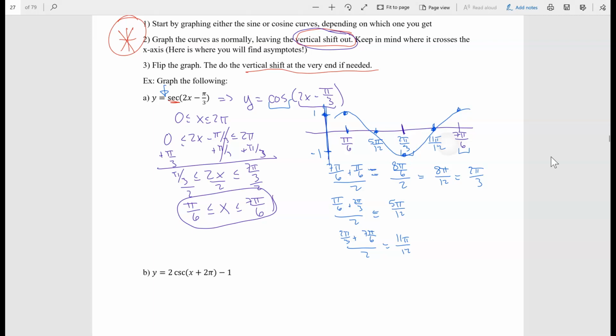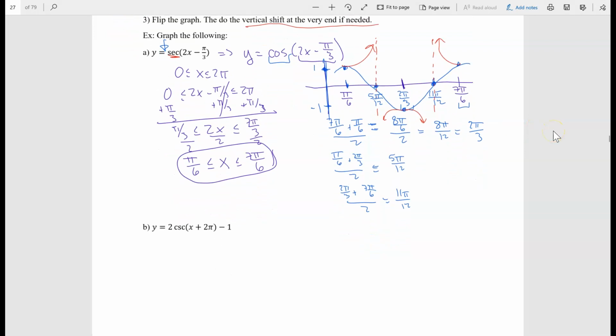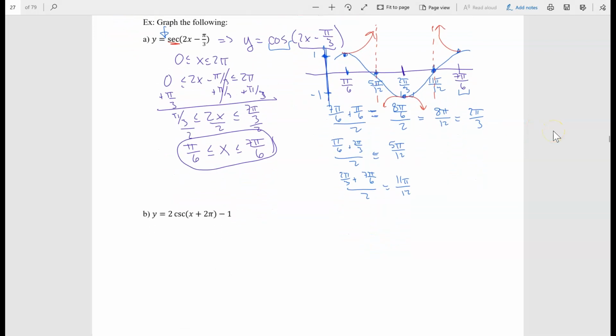Now before we flip, where are the asymptotes? There's an asymptote right here, and there's an asymptote right here. And now what we're going to do is flip everything. Flip this one and then flip this one. So now let's draw a new graph. I'm running out of space, but let's start by drawing a new graph right here.